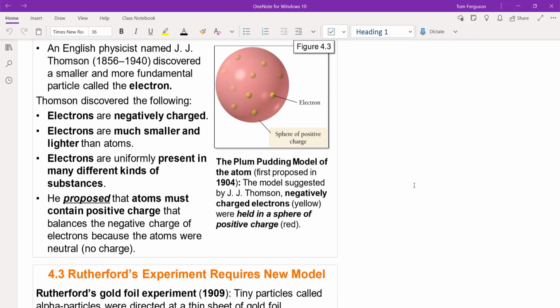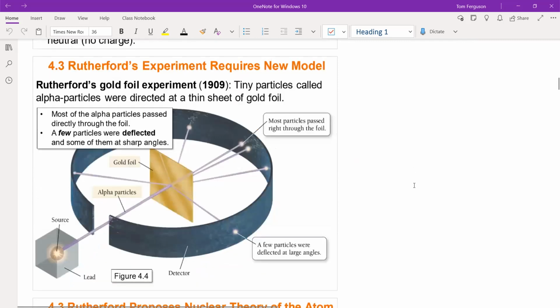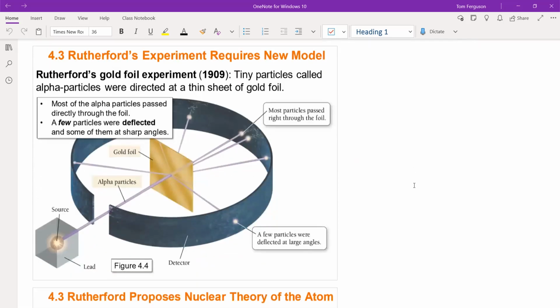Now, one thing in science is you've got to be able to reproduce your theories. So Thomson came up with the idea of the plum pudding model. So that needed to be tested. So Rutherford designed this experiment. This is a very famous experiment. This is a big deal, this experiment.